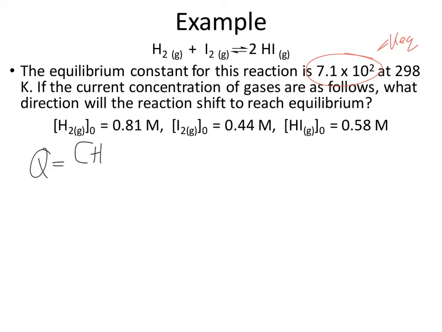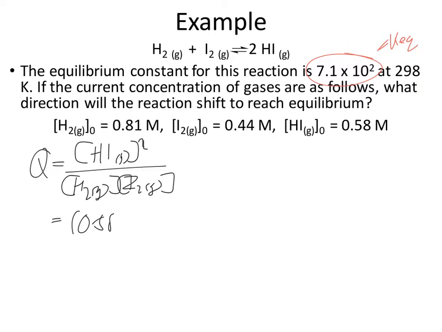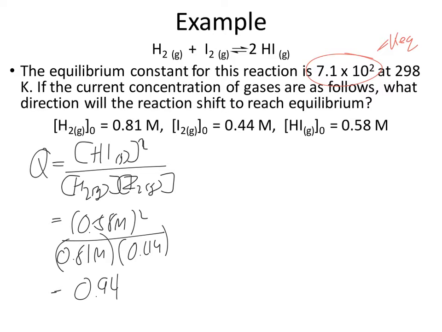So our product in this case is HI gas, and that's going to be to the power of 2, over the concentration of H2 gas multiplied by the concentration of I2 gas. Now if we plug in our values here, HI is going to be 0.58 molar to the power of 2, over H2, which is 0.81 molar, multiplied by 0.44 molar. Now if we work this all through, we get 0.94. Now let's bring that into scientific notation just to make it a little bit easier to compare.